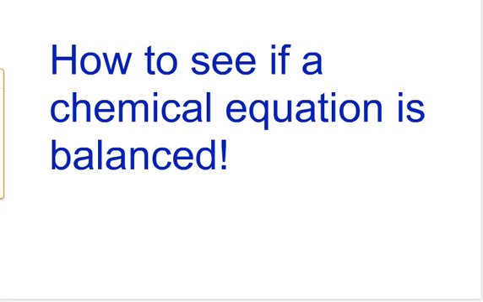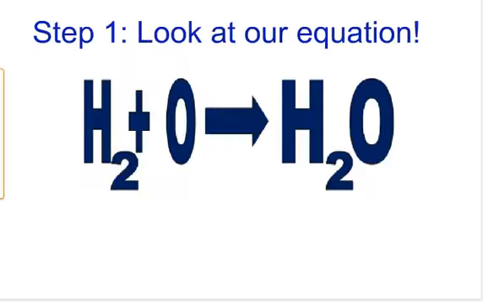This video is called How to See if a Chemical Equation is Balanced. Please remember to take your time when doing this. This is easy if you follow all the steps. The first step, we're going to look at our equation. We have hydrogen and oxygen on the left, then we have hydrogen with oxygen, which is water.